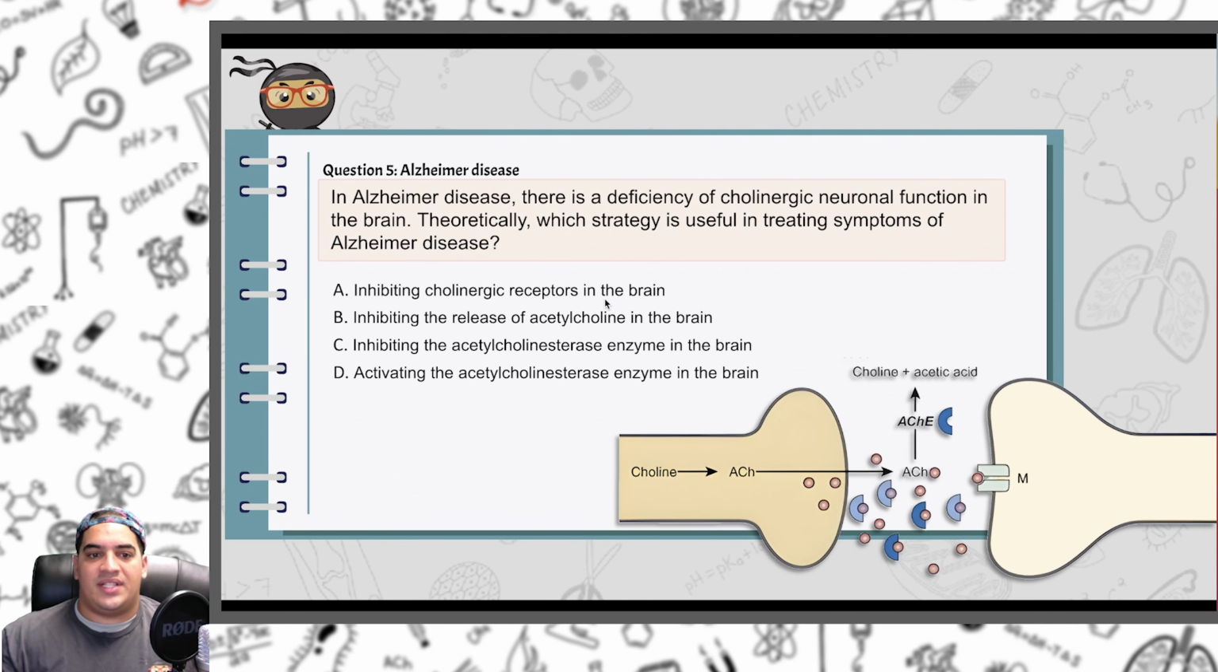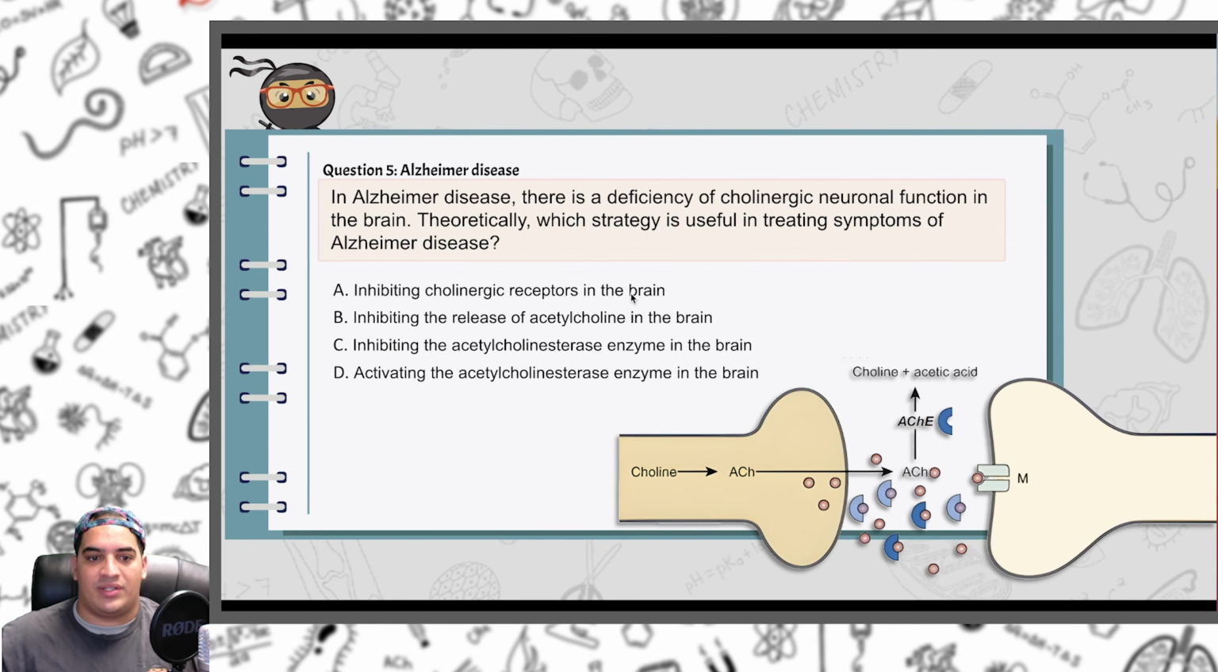In Alzheimer's disease, there is a deficiency of cholinergic neuronal function in the brain. Theoretically, which strategy is useful in treating symptoms of Alzheimer's? Okay, think about it. In Alzheimer's, there is decreased acetylcholine in the synapses. If I give a drug that increases the acetylcholine in the synapses in the brain, that would potentially be a beneficial situation. So, which one of those would give me that answer?